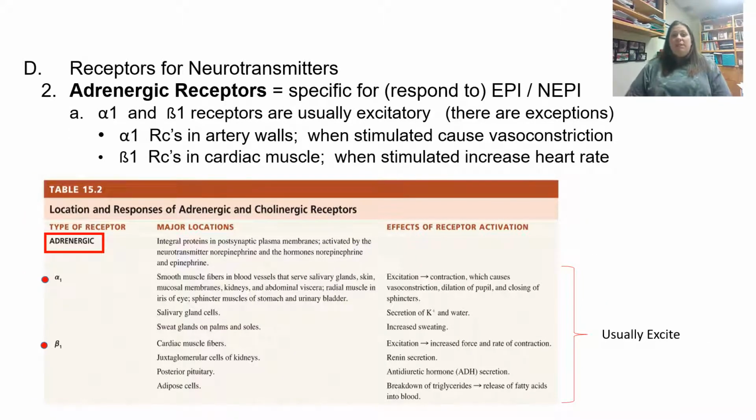Adrenergic receptors are going to be specifically responding to epinephrine or norepinephrine. There's what we call alpha 1 and beta 1 receptors. These are usually going to be excitatory, but there are some exceptions. The alpha 1 receptors are normally in the artery walls, whereas the beta 1 receptors are in the cardiac muscles. They stimulate vasoconstriction and also increased heart rate. So these are usually going to excite those organs.